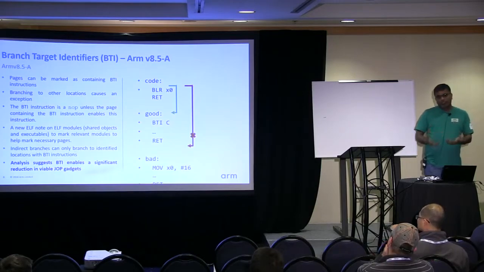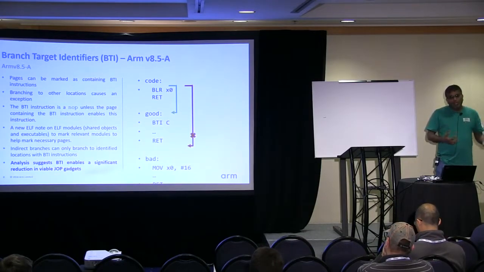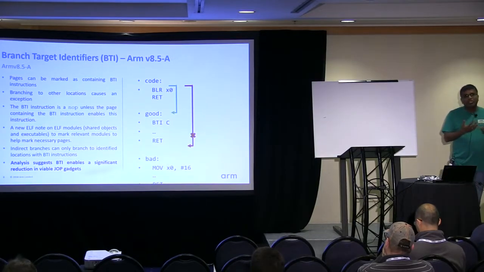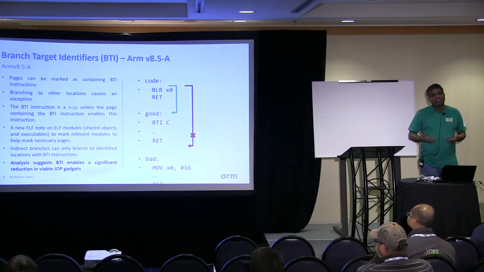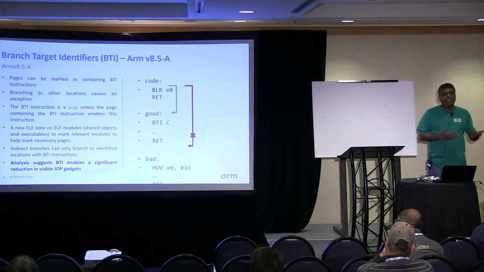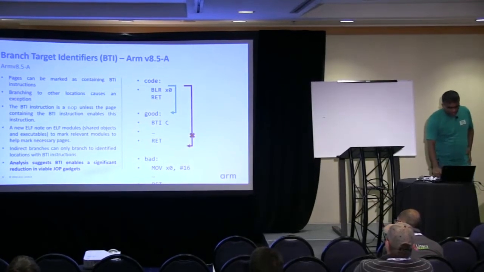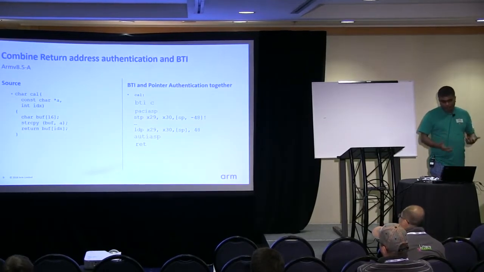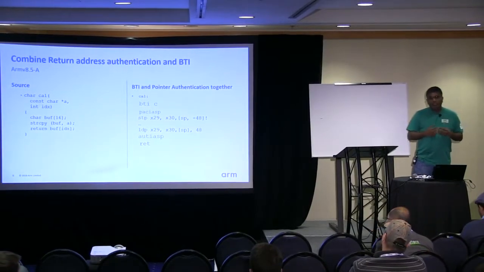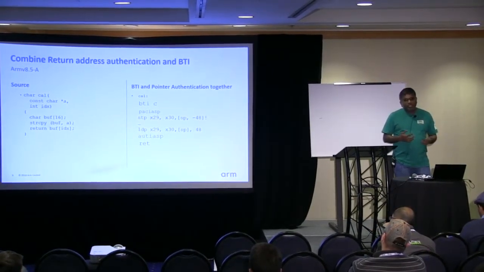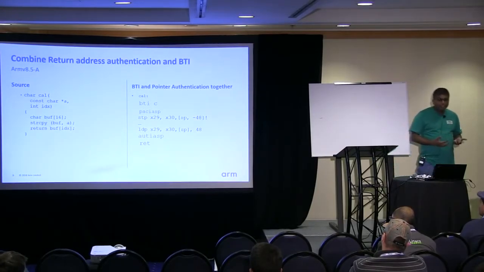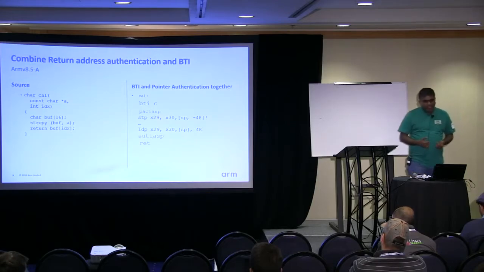Even if you ran this shared object on a version of the architecture that did not contain the feature, there would be no problem because the BTI instruction would behave as a NOP instruction, as it is in the NOP space. And that's sort of what we've done. Now, if you combine return address authentication and BTI, you are able to protect yourself against ROP and JOP attacks on the AArch64 architecture.